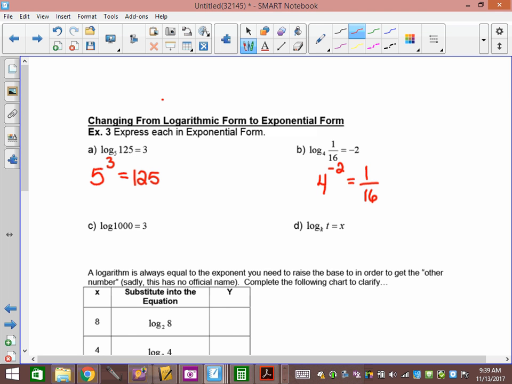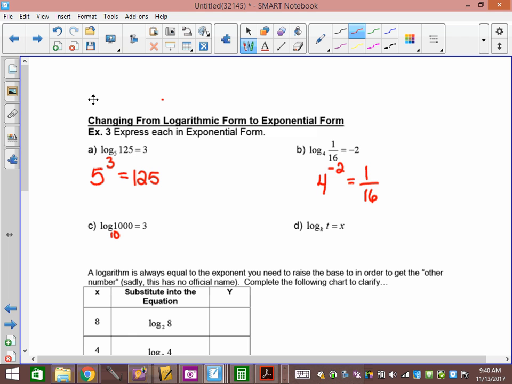So what is the base if there isn't a base? 10. Yeah, it's base 10. And unless you've heard that before, you probably are not going to guess 10. So yeah, if the base isn't there, it's base 10.